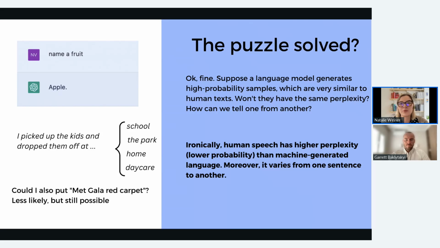So what I am aiming at is that, ironically, human speech has higher perplexity and lower probability than machine-generated language. And moreover, it is not homogeneous, and it varies from one sentence to another. So this is the information that we can use to try and build our AI detection model.